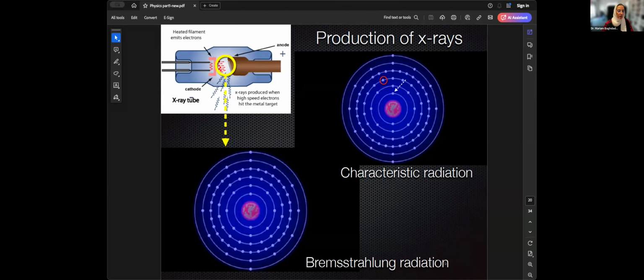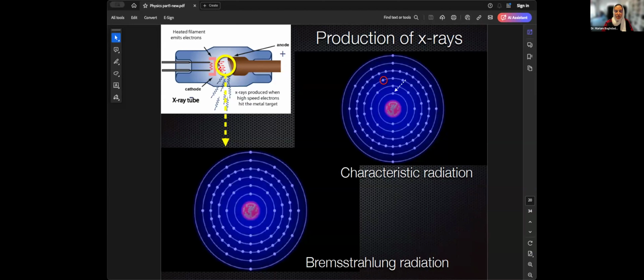So remember where we are here. Where we are here is we're at the filament, right? At the filament, we boiled off electrons, and now the electrons are going to hit the tungsten. What happens when the electron hits the tungsten? This is what we're going to talk about right now: the production of X-rays. What happens to these electrons once they hit the tungsten?